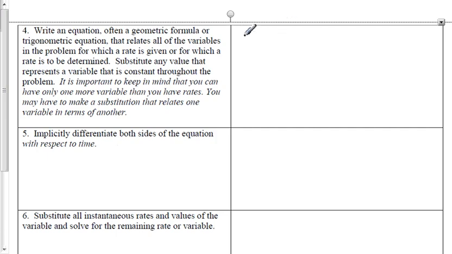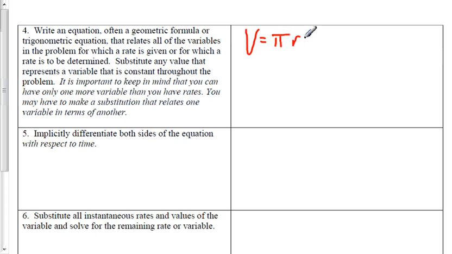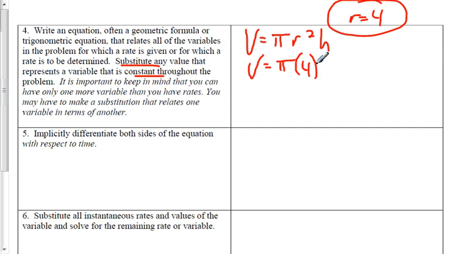Write an equation. So the volume of a cylinder, volume equals pi r squared h. Okay, and the nice thing is, it says substitute any value that represents a constant. Well, they told me radius is going to be 4, so let's put that in now so I don't have to even deal with it. So volume equals pi times 4 squared h. And now I'm going to get volume equal to 16 pi h.